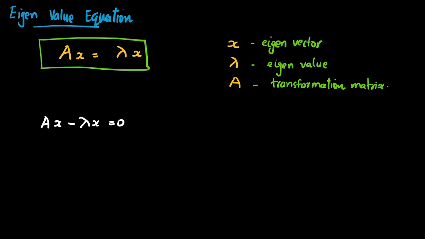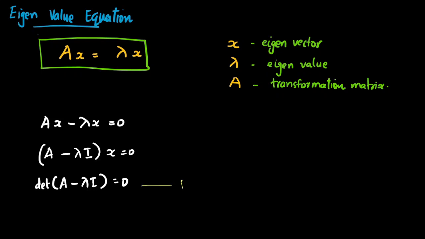Then we can rewrite the equation like this: Ax minus lambda x equal to 0. That will be rewritten as A minus lambda I, where I is the identity matrix, times x equal to 0. When this condition is satisfied, the determinant of A minus lambda I should be 0. Based on this equation, we are going to find the lambda values. And after finding the lambda values, we have to find the corresponding eigenvectors x.